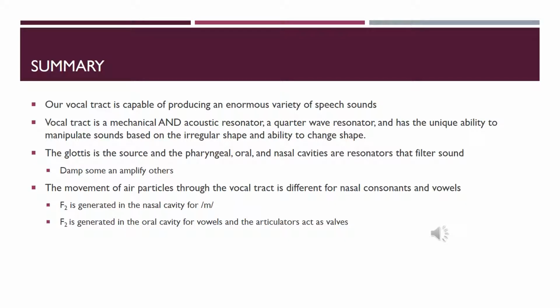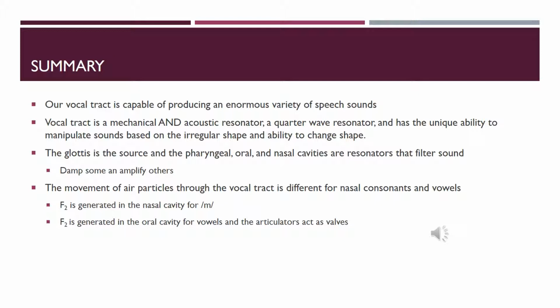To summarize, we've learned that our vocal tract is capable of producing an enormous variety of speech sounds. We've also learned that the vocal tract is both a mechanical and acoustic resonator. It's a quarter wave resonator, and it has the ability to manipulate sounds based on the irregular shape and the ability to change shape. We also know that the glottis is the source, and the pharyngeal, oral, and nasal cavities are resonators that filter sound. And we know that this filter can dampen some sounds and amplify others.